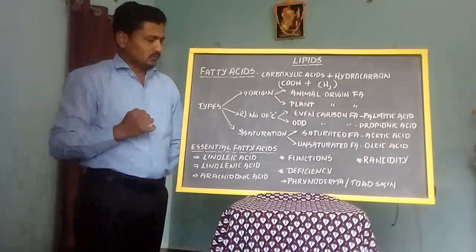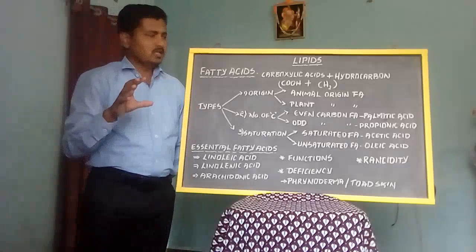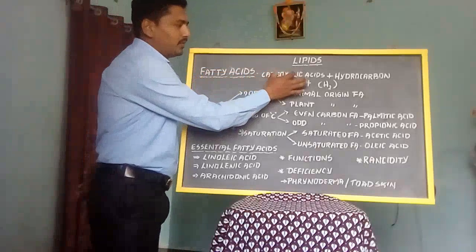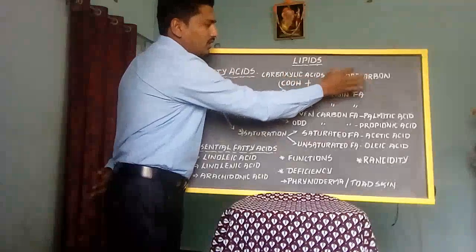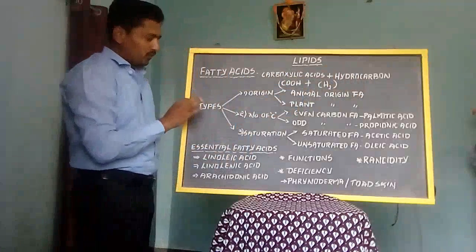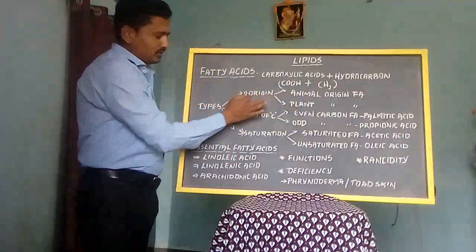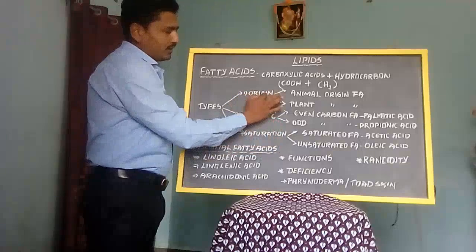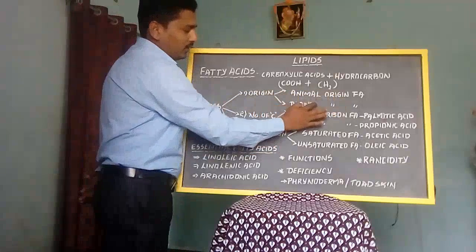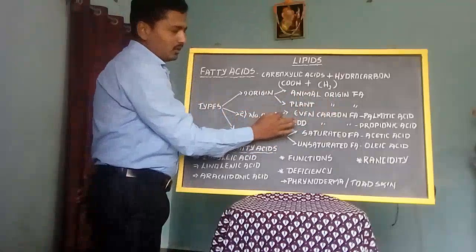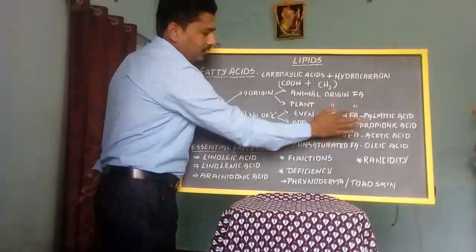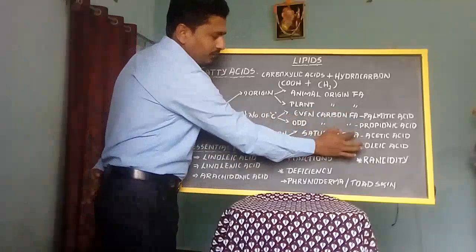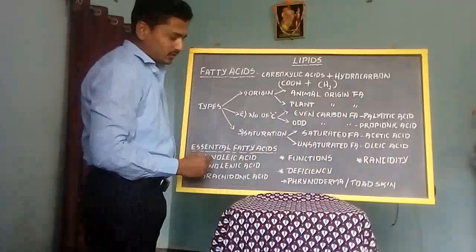Okay, this is overall about today's class. One more time, let us briefly discuss. Fatty acids are a mixture of carboxylic acid plus hydrocarbon side chain. Types of fatty acids are based on the origin, based on the number of carbons, and based on the saturation. Based on the origin, animal origin, plant origin. Based on the number of carbons, even carbon fatty acid, odd carbon fatty acid. Saturation, saturated fatty acid, unsaturated fatty acid.